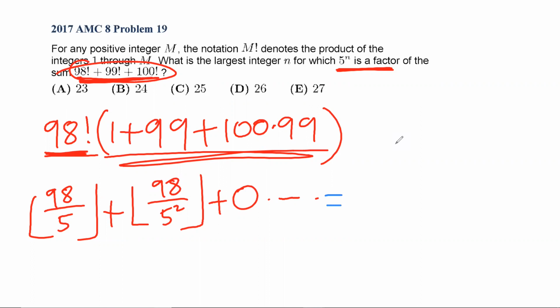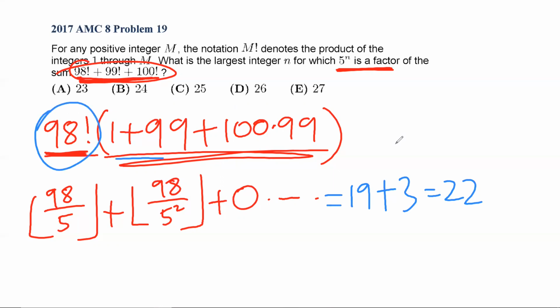So 98 divided by 5 is going to give you 19 point something. And with the floor function, you round that down to 19. 98 divided by 5 squared is 3 point something, so that rounds down to 3, which gives you 22. So we know this number here has 22 5s in it.